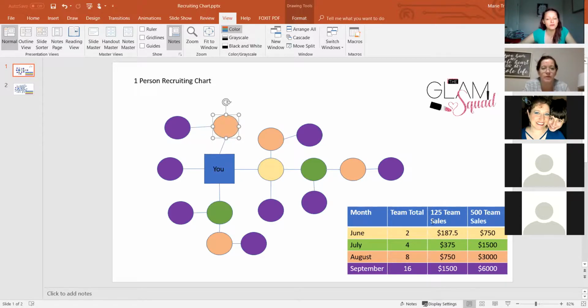Now, if each one of those people sold $125 and just barely qualified, right? If everybody just qualified, oh, happy day, everybody got $125 in sales or bought $125 of products to stay active, then your wholesale would be $187 in June, $375 in July, $750 in August, and $1,500 in September. So you could see that if everybody was just doing the bare minimum, even though you had 16 people on your team, you would still not be pink status.